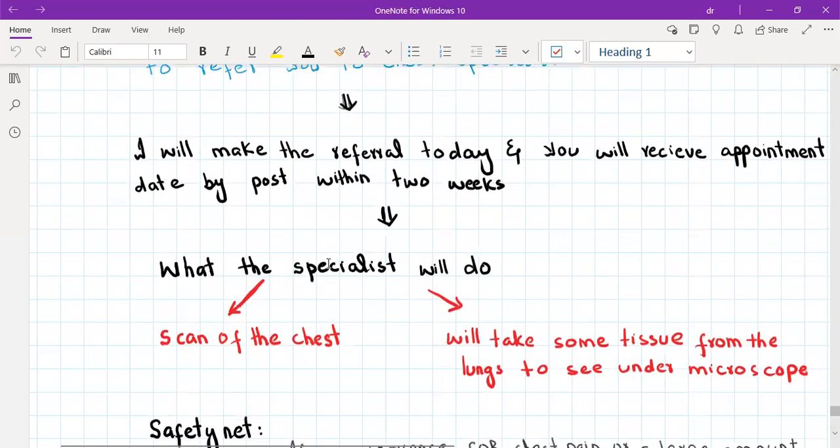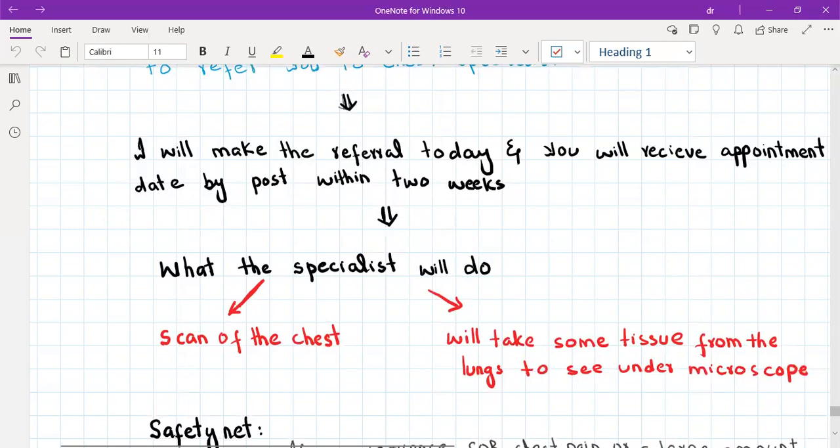You should tell them that I will make the referral today and you will receive an appointment by post within 2 weeks. What the specialist is going to do, you will tell them as well. You will tell them that he will do a scan of your chest, and they might need to take some tissue from the lungs to see under the microscope.